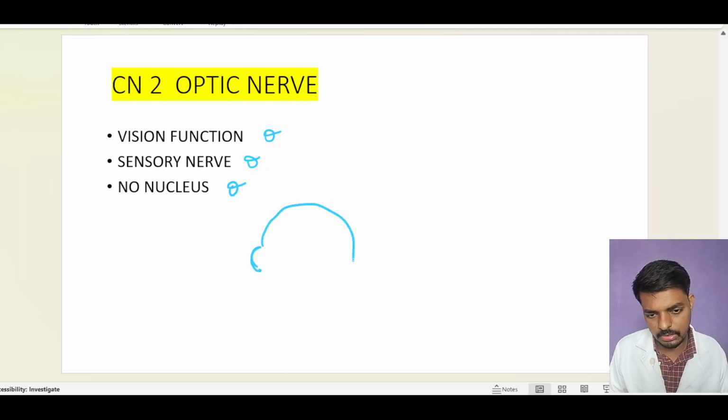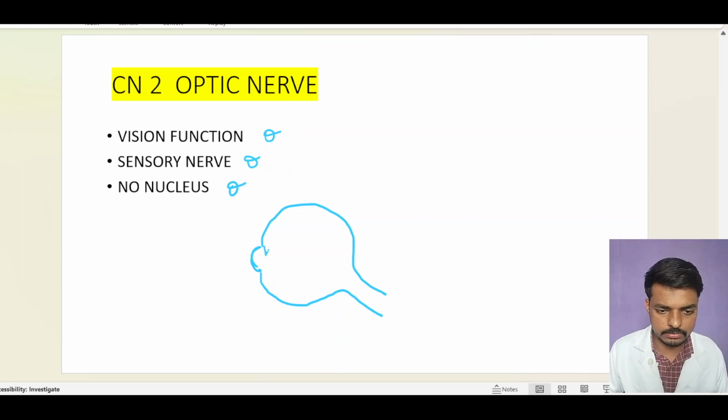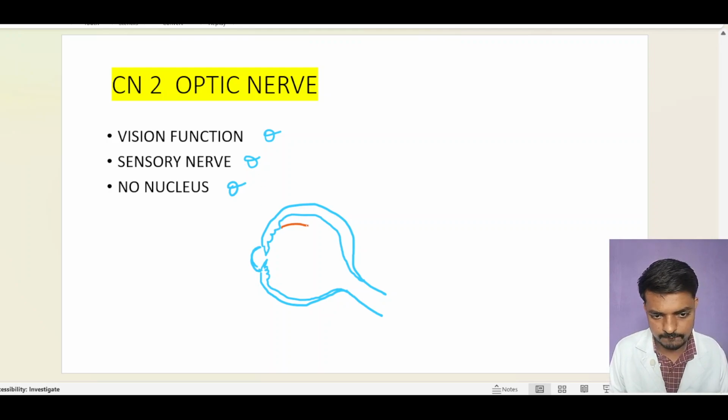This is the outer part of our eye. That is called the sclera. And here comes the middle part of our eye, the uveal tract. That is called the choroid layer, very importantly. And here comes the very important inner sensory neuronal layer of the eye, that is the retina, with a depression called the fovea centralis. Very important for our examination.